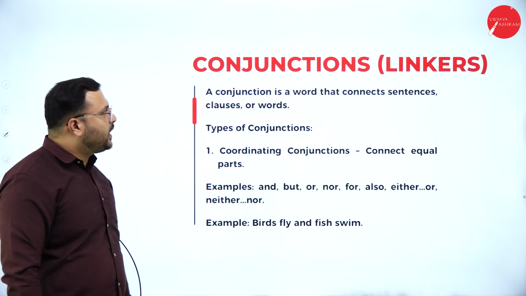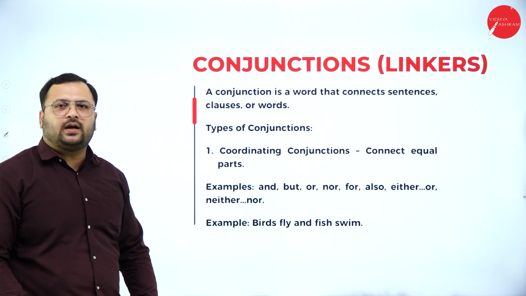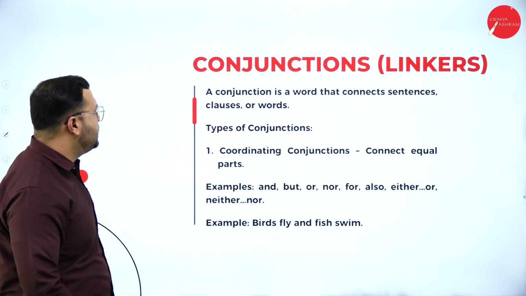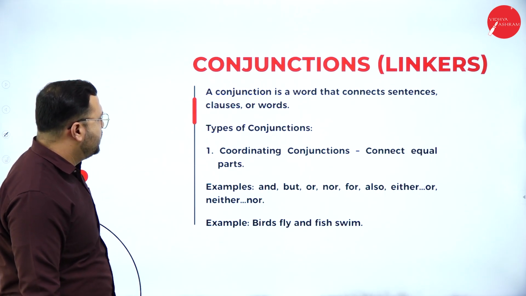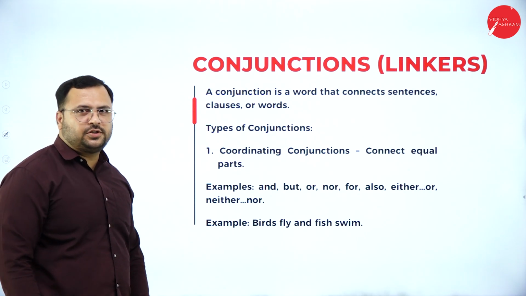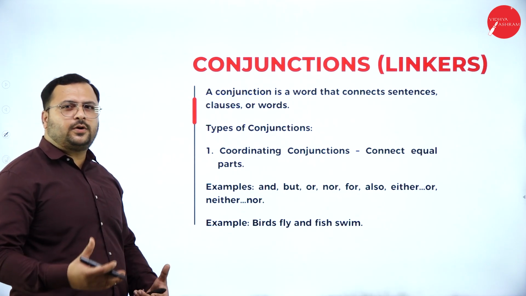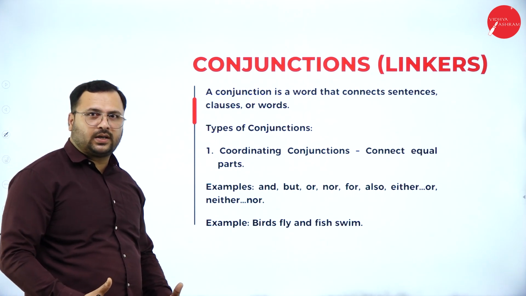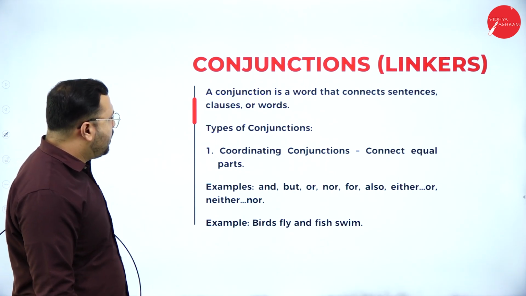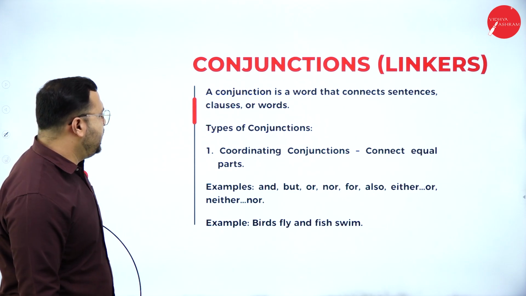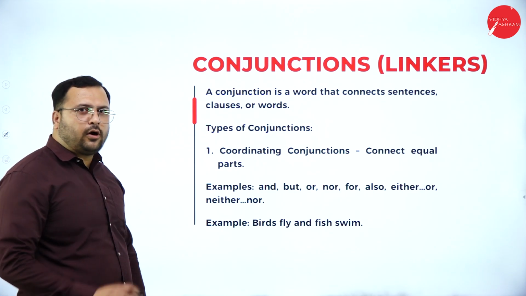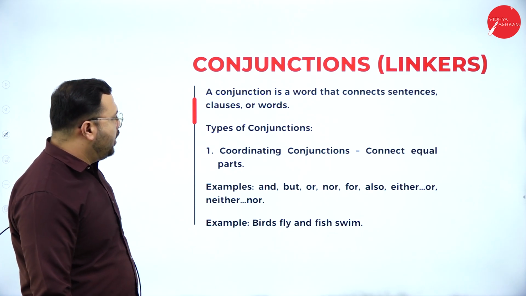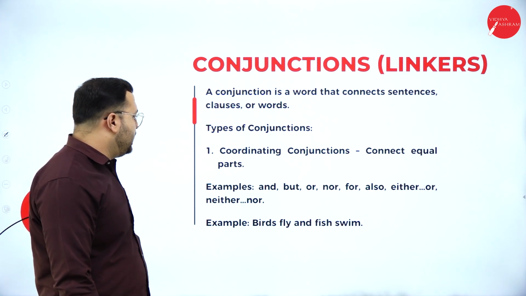In the next part, we come to conjunctions. Conjunctions are linkers. A conjunction is a word that connects sentences, clauses or words. There are types of conjunctions. Which are the most common words which we know as conjunctions? And, or, but. Types of conjunction. Coordinating conjunctions connect equal parts. Coordinating means they support each other. For example, and, but, or, nor, for, also, either or, neither nor.